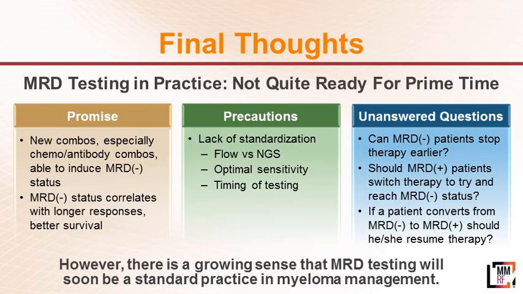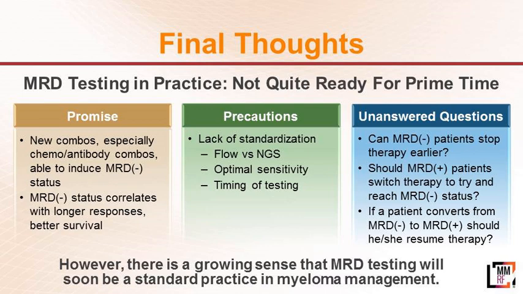So final thoughts, MRD testing in practice, not quite ready for prime time because we have questions to sort out. It will help us figure out what the best regimens are in the future. We think that MRD negative status correlates with improved outcomes in both transplanted and non-transplant patients. It's not standardized yet. We have not finalized flow versus sequencing. We're still trying to figure out the optimal sensitivity of the test and the best time to do the testing.